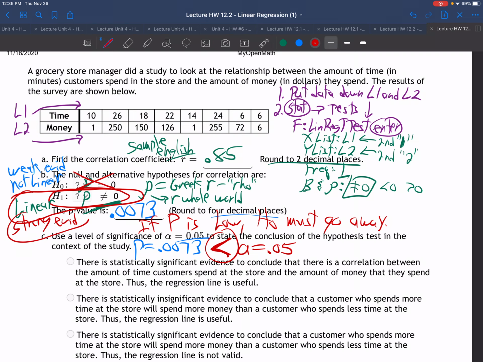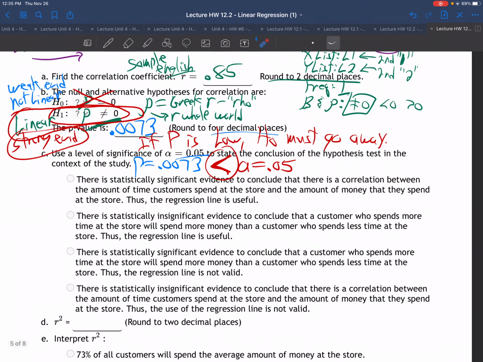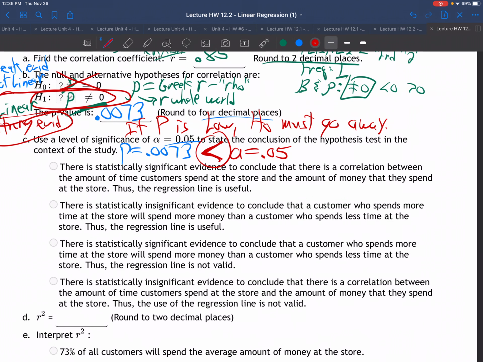We went with the strong evidence of a linear relationship. Why linear? Because the rho, which is like the r, is not 0. We're saying there's strong evidence that the true r, the Greek r, is not 0. Which means if the rho was 0, that would be no linear relationship. But we're saying, no, there's strong evidence of a linear relationship because rho is not 0. All right, let's see that conclusion here.